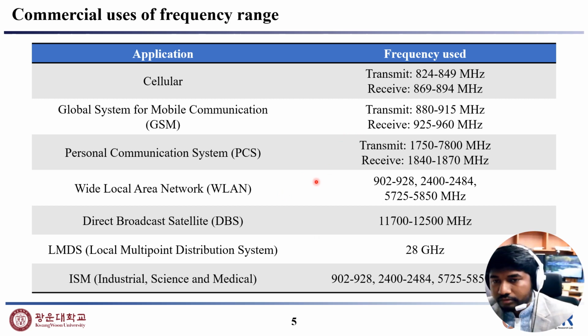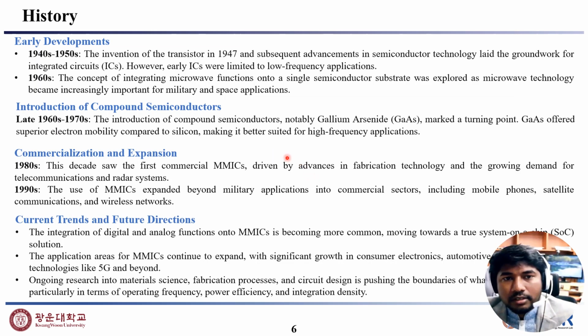And the history. The history is mainly subdivided into four stages: early development, then introduction of compound semiconductors, then commercialization and expansion, then current trend and future direction. It mainly starts from the invention of the transistor in 1947, with subsequent advancement in semiconductor technology. In 1960, the concept of integrating microwave functions onto a single semiconductor substrate was explored as microwave technology became increasingly important for military and space applications.